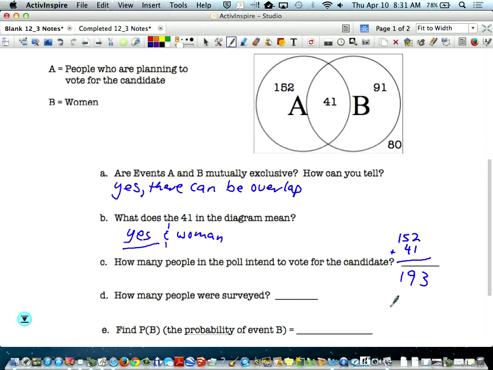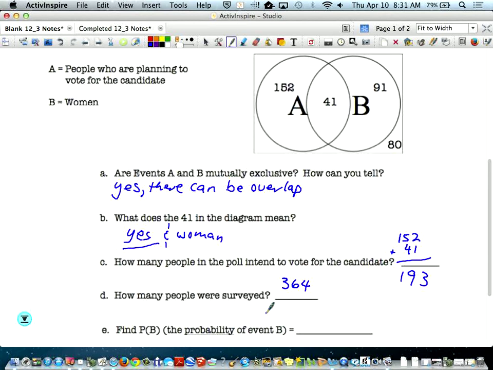Well, there are 152 yeses, 41 women that said yes, another 91 women that said no, and then 80 more people. What does this 80 represent? Whatever. So when you add those numbers up, what do you get? 364? Is that what you're saying? 364. So basically you're adding up all those numbers.